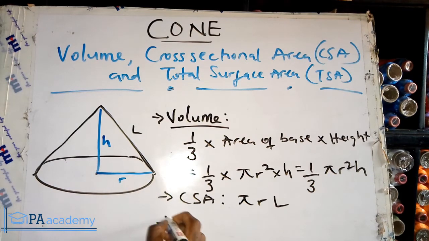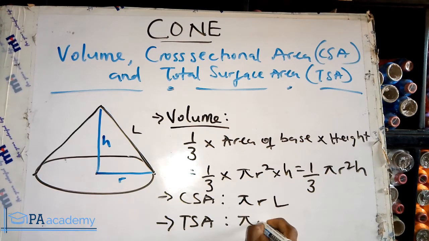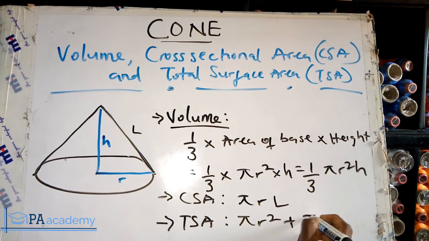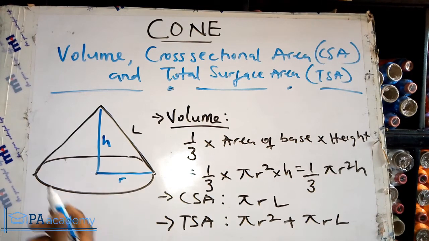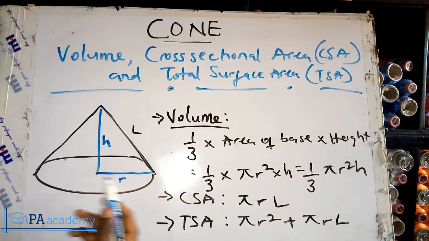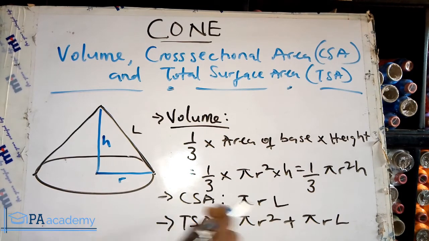And then the last one is the total surface area. The total surface area of a cone is pi r square plus pi r l. That is the area of the circle, which is the base, and then the cross-sectional area, which together will give us the total surface area of the cone. So the next thing we are going to be looking at is the application of all these formulas.